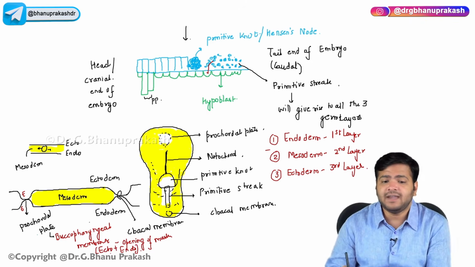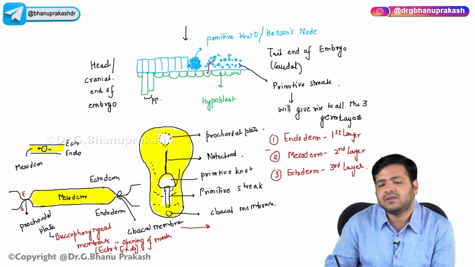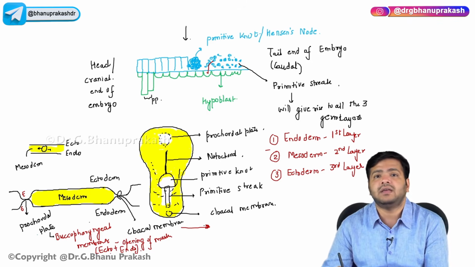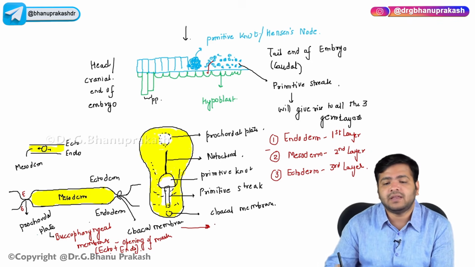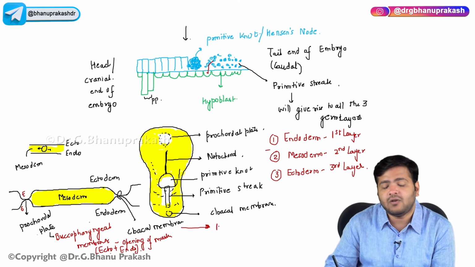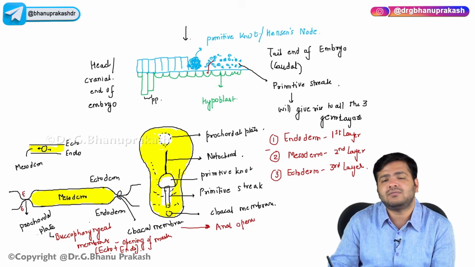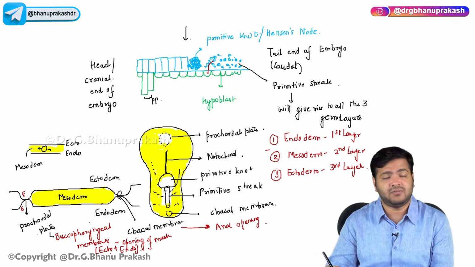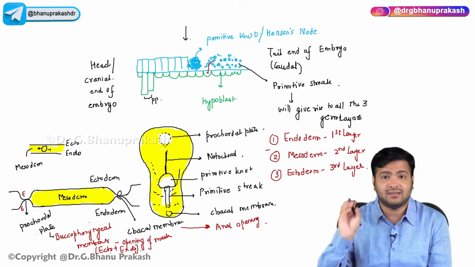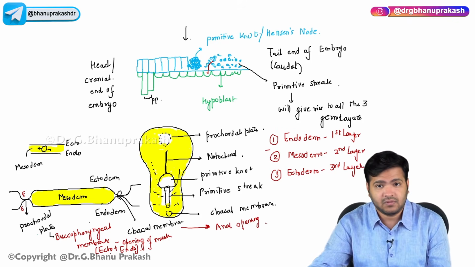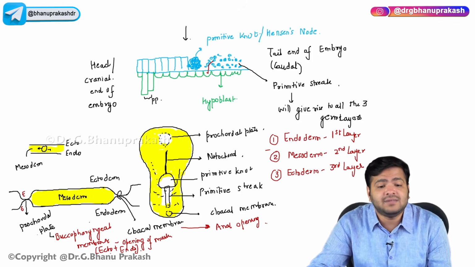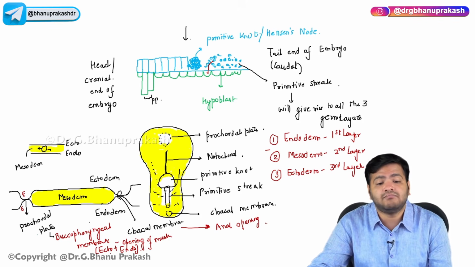But if I say the cloacal membrane, right? This cloacal membrane will give rise to the anal opening in the future. So this also has to open. This also has to rupture so that there can be an opening over there. So that's why at these two places the mesoderm is absent. Okay. Now let us talk about the primitive knot.